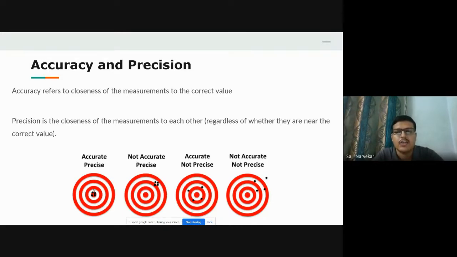The third one is accurate because once you take the average of all four of these measurements, you're going to get a value which is very close to the bullseye. So this is accurate, but it is not precise. And the fourth one is not accurate and not precise. That's the difference between accuracy and precision. I found it very interesting when I started my Six Sigma journey, so that's why I thought of highlighting it here.